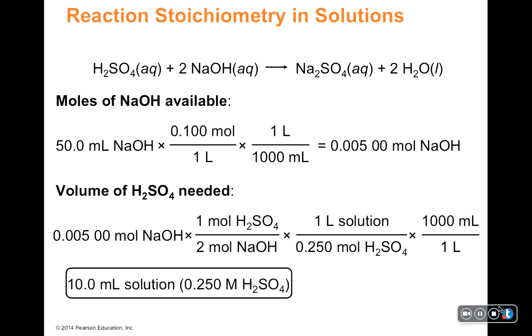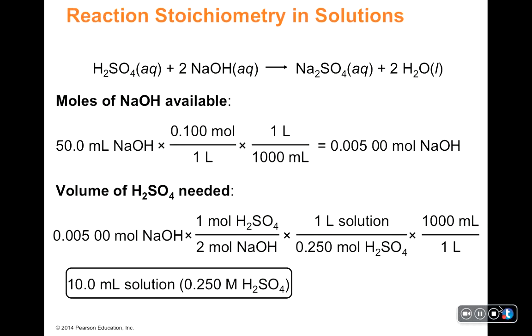And then another thing that's important here is that you need to make sure that your units are all in the same units. So you'll notice we have milliliters of sodium hydroxide to start, but liters in our conversion factor. So either convert the liters to milliliters to start with, or as they've done here, do it as part of your second step. So that's why you see that 1 liter and 1,000 milliliters there.